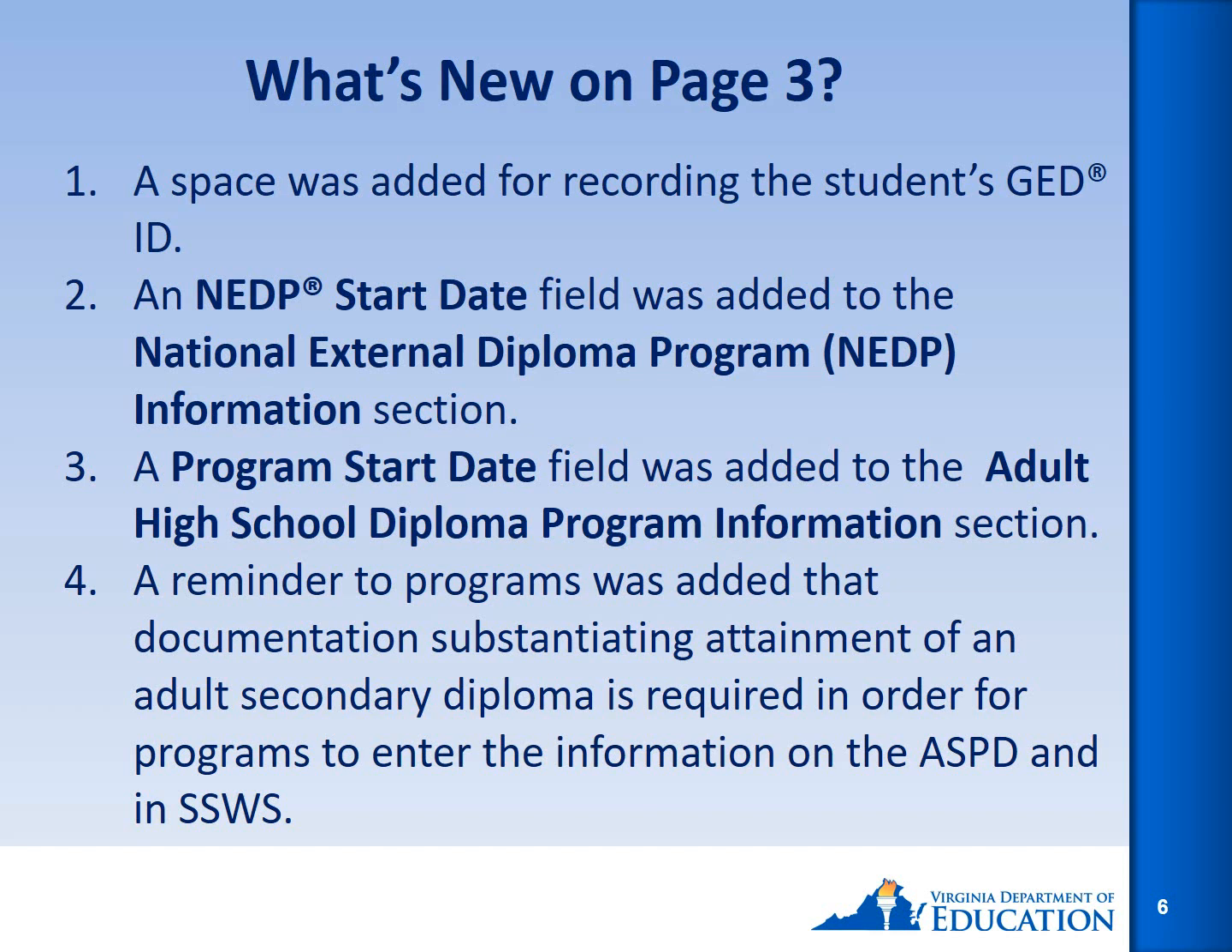Second, a start date field was added to both the National External Diploma Program information table and the Adult High School Diploma Program information table. The information from these two fields allows SSWS to identify beginning dates, which are necessary to track progress within the diploma programs. Finally, a reminder was added explaining that documentation of attainment of a local high school diploma, or the GAAHSD, requires verifiable evidence to be maintained on file by your program.